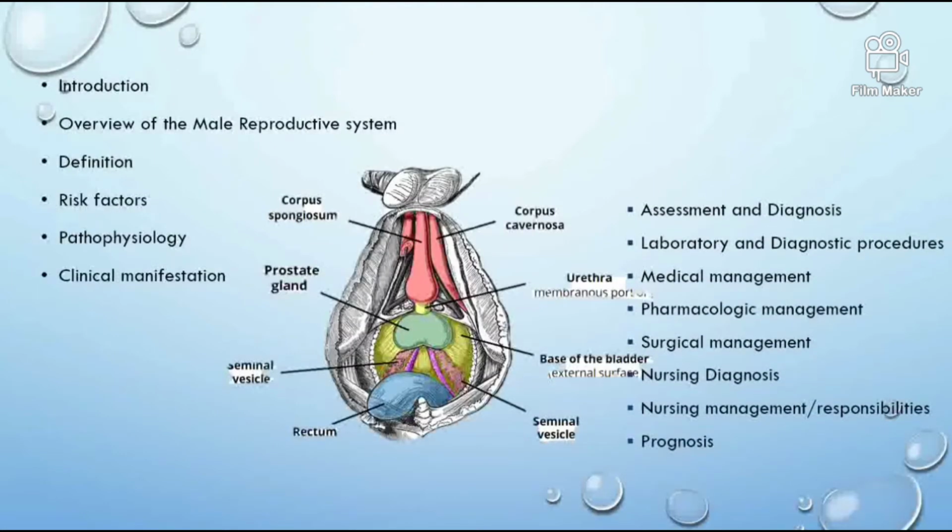Before we delve into the discussion, we will tackle the introduction, overview of the male reproductive system, definition, risk factors, pathophysiology, clinical manifestation, assessment and diagnosis, laboratory and diagnostic procedures, management such as medical, pharmacologic, and surgical management, nursing diagnosis, nursing management or responsibilities, and lastly the prognosis.